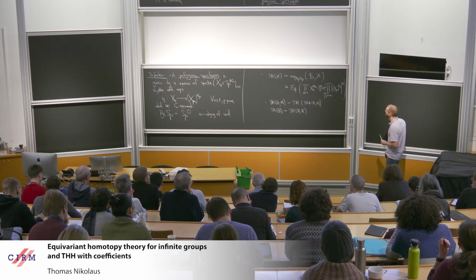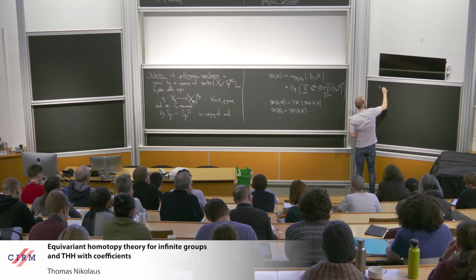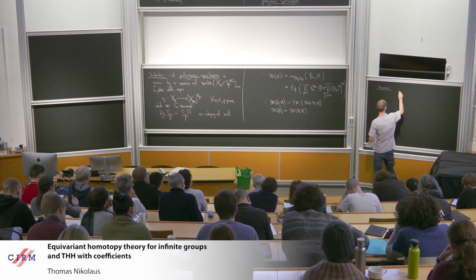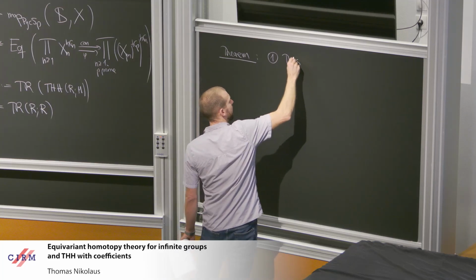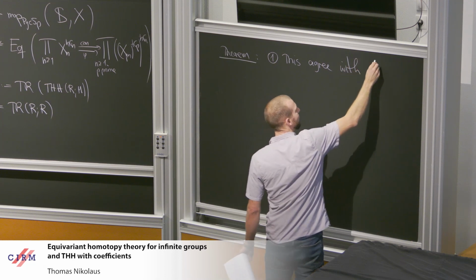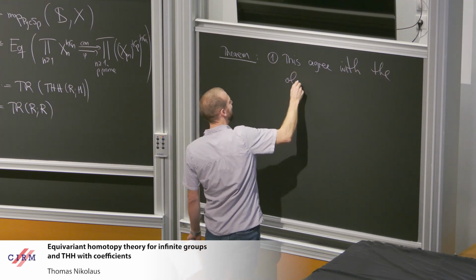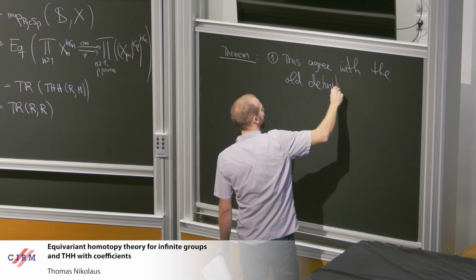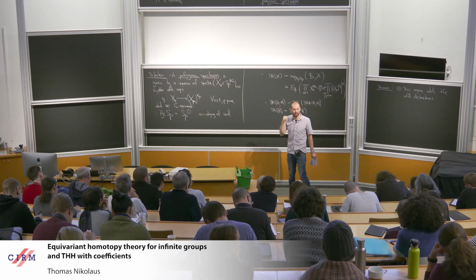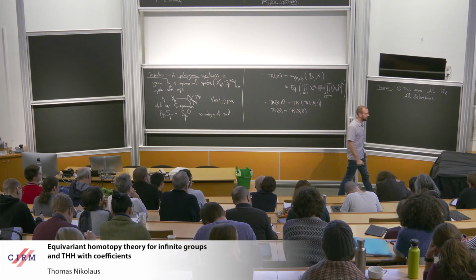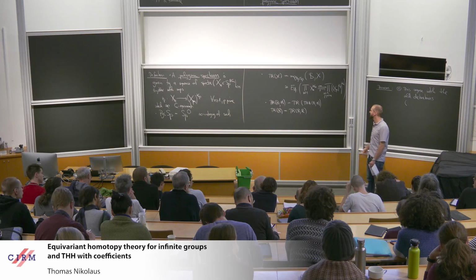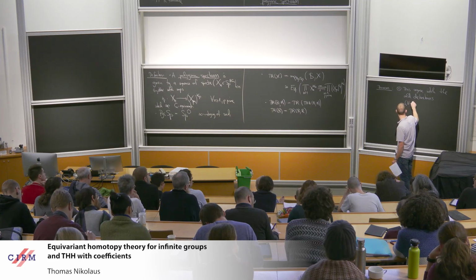So what's the statement? So maybe here's a theorem with a little bit more content about this definition of TR. The first one is maybe a little bit fishy. So this agrees with the old definitions. There have been a lot of definitions of TR in the literature, and the claim is that this agrees, under the appropriate equivalences, with those. For ordinary rings or ring spectra, this is basically a consequence of what I've done with Peter.